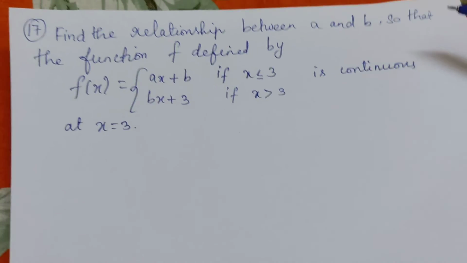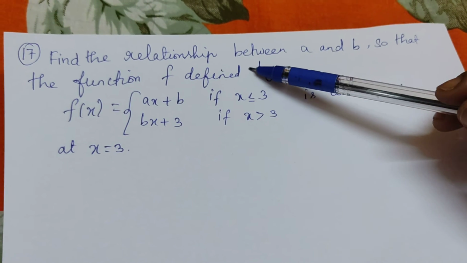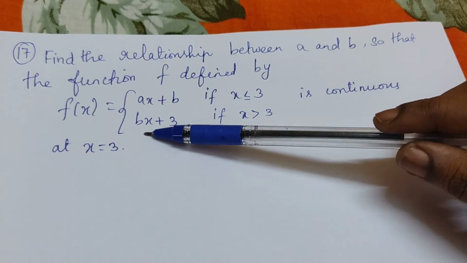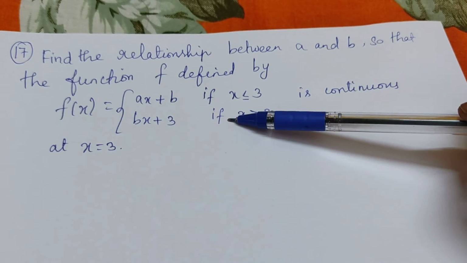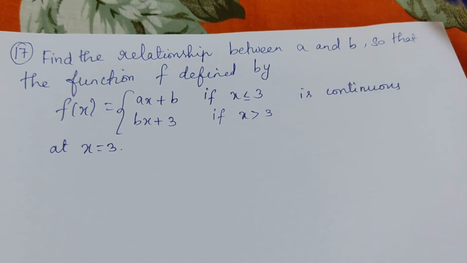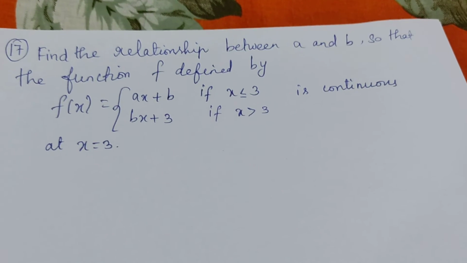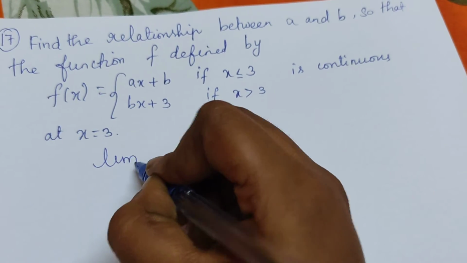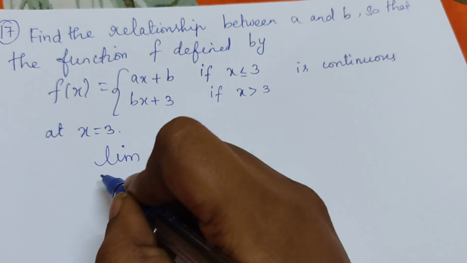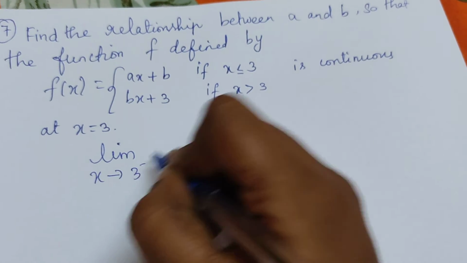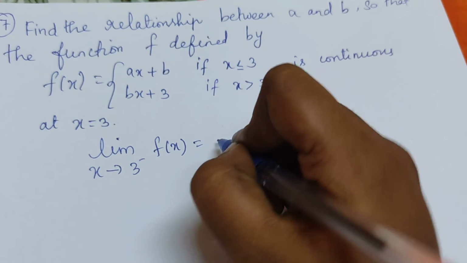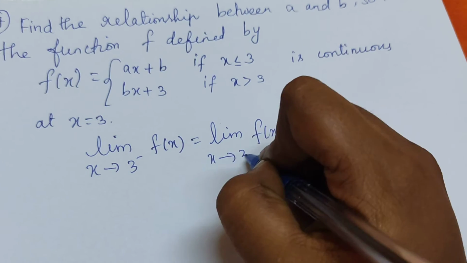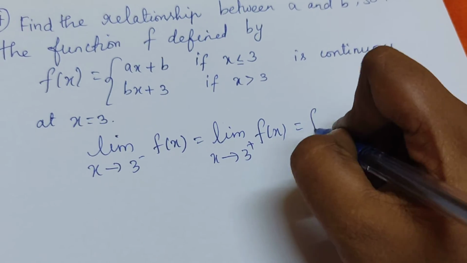Now we will discuss problem number 17. Here they are asking for the relationship between a and b in the function f of x, where they have defined the function like this, if the function is continuous at x equal to 3. So to say a function is continuous at x equal to 3, we have to satisfy this equation: limit of f of x as x tends to 3 from the left hand neighborhood equals the limit of f of x as x tends to 3 from the right hand neighborhood, equals the functional value at 3.